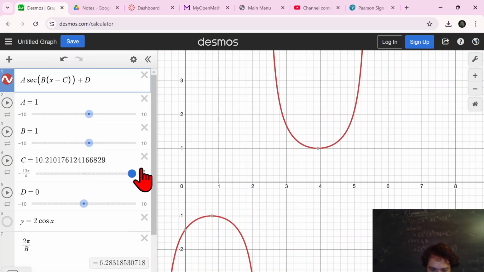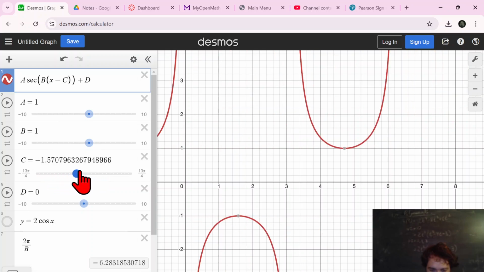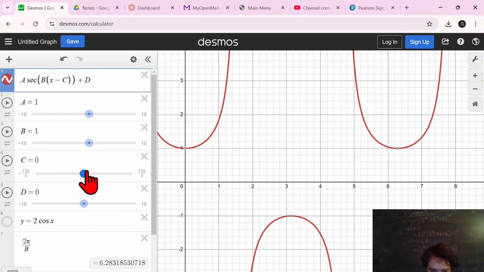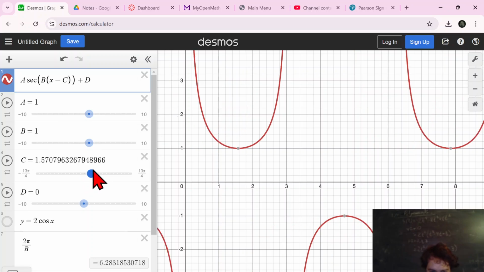It's the left and right movement of this curve along the graph. And the step here is pi over 4 on this slider. So if I wanted to move it pi over 2 to the right, then that would correspond to x minus pi over 2, and we get a graph that looks like this.